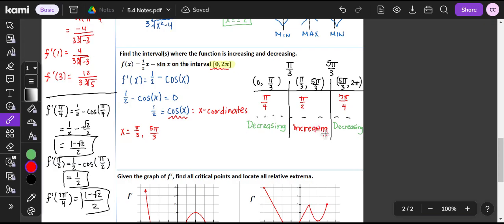Okay, so now I know this function, 1/2 x minus sine of x, from 0 to pi over 3, is decreasing. From pi over 3 to 5 pi over 3, it's increasing. And then from 5 pi over 3 to 2 pi, it's decreasing. And then because it's a circle, it just loops back around and does that again. All right. So really, we would say from pi over 3 to 5 pi over 3, it's increasing. And then from 5 pi over 3 all the way back to pi over 3, it's decreasing. Kind of weird because it's a circle.